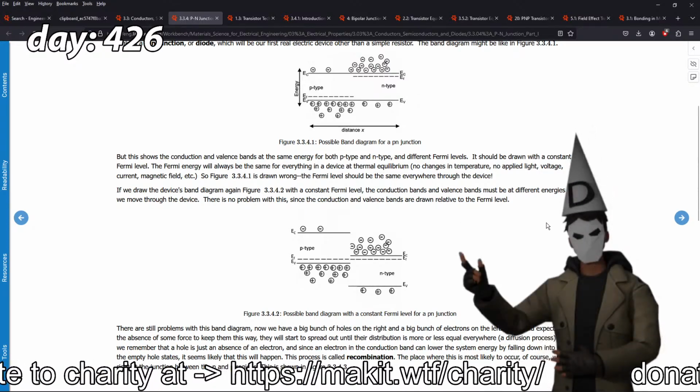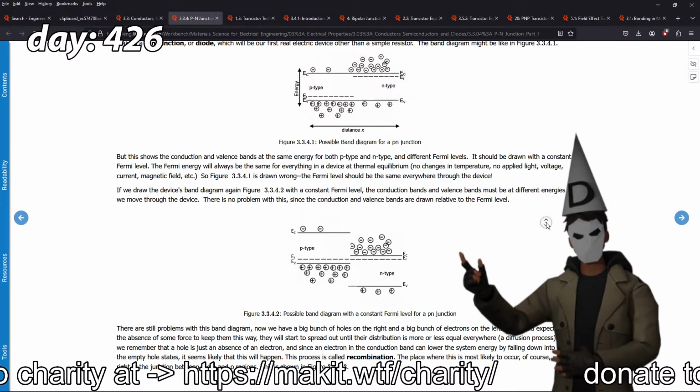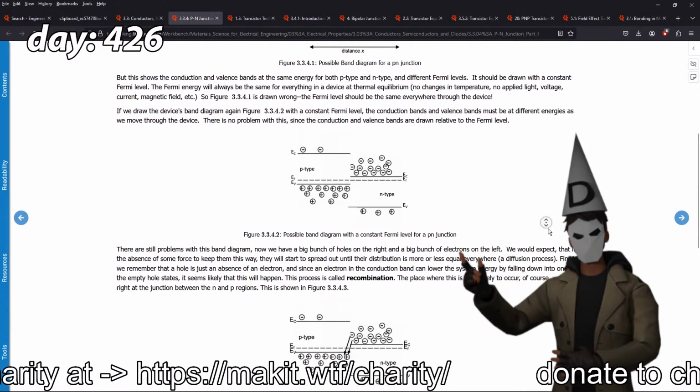Draw the constant Fermi level. The Fermi energy will be the same on both sides of the junction. Okay, let's see if I'm correct.